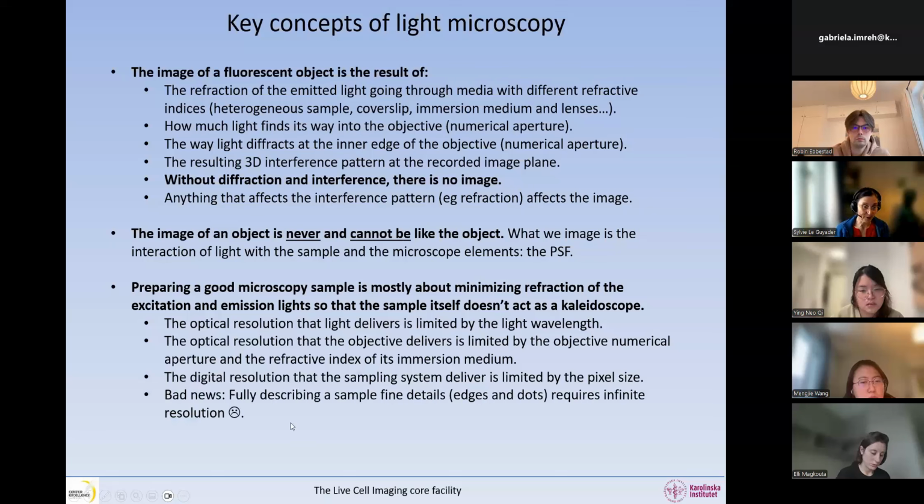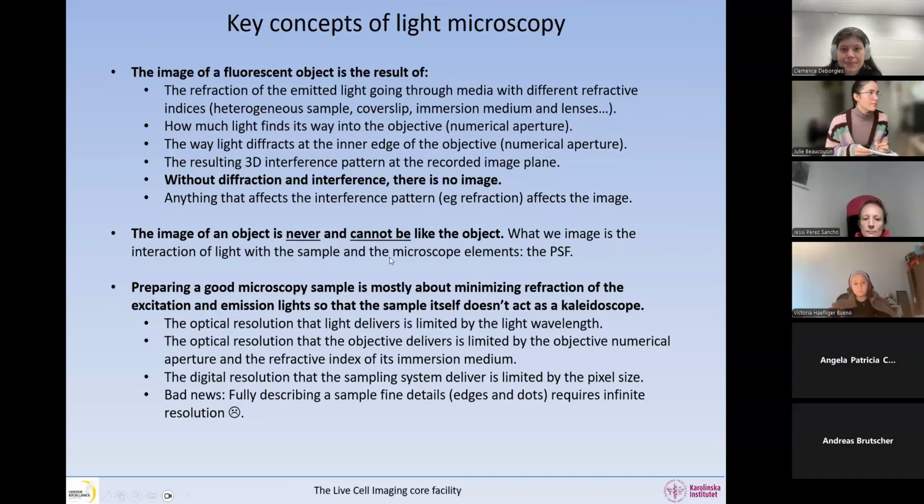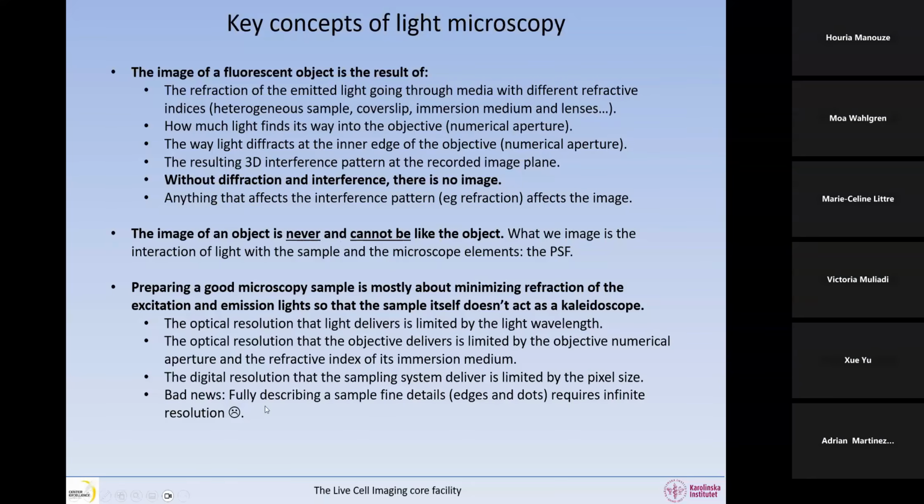So the bad news for you is that to fully describe a sample with very fine details, for example, if you look at vesicles, whatever sample you have, it will have edges, right? You have the edge of the nucleus, you have the edge of the cell. All these edges are fine details. So all samples have very, very fine details. And to fully describe such a sample, we would require infinite resolution. That's not good because we do not have infinite resolution. So it is not possible, that's what I said, it cannot be like the object. It is not possible to have an image that fully represents the sample.